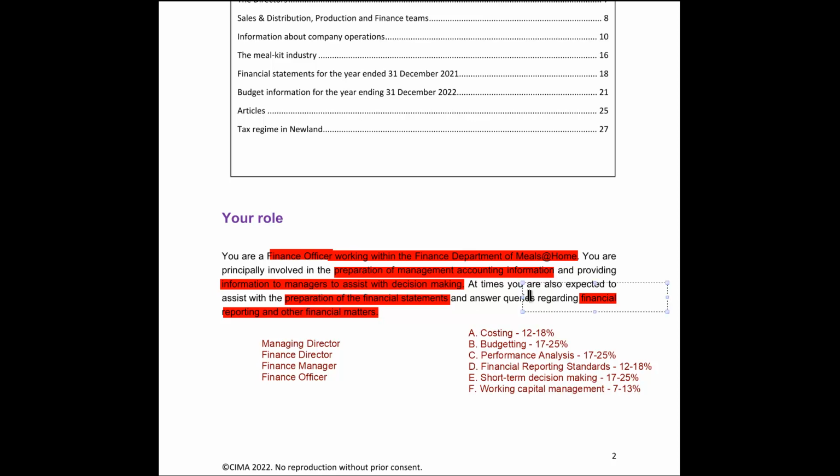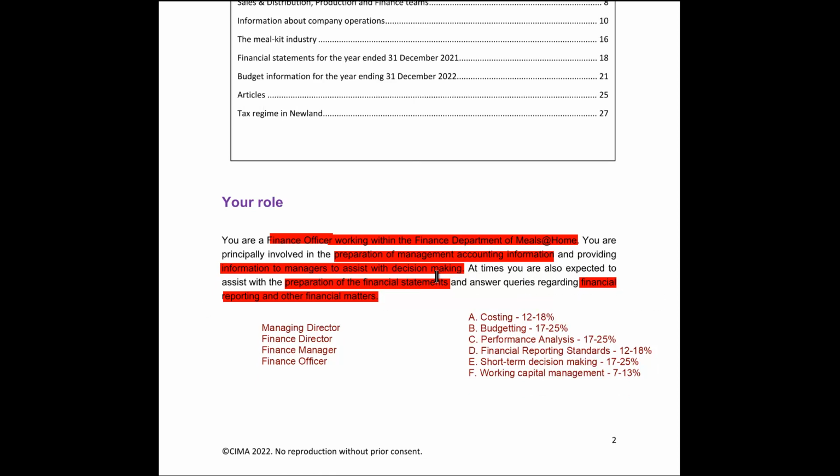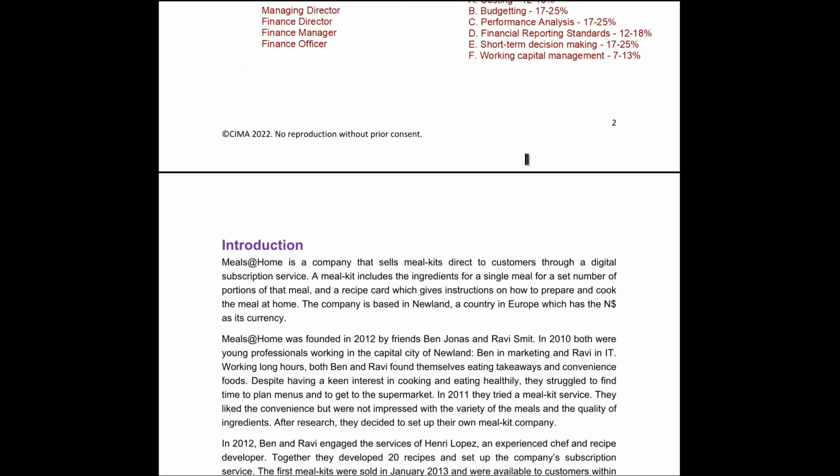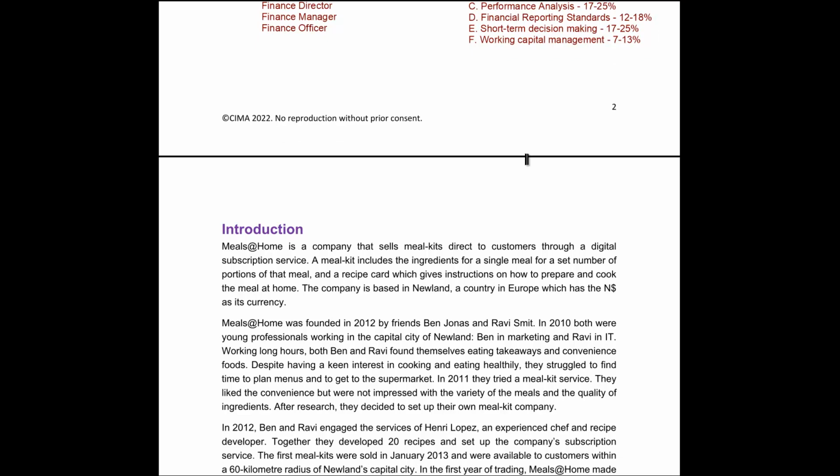Now it's time to scroll down, and we're going to take a look at this introduction to the pre-seen. Now this will give us a more detailed background on the company, on Meals at Home. It's going to tell us the story behind Meals at Home. So let's see what we can pull from this introduction that is going to help us in our exam. So let's start at the start with our first sentence.